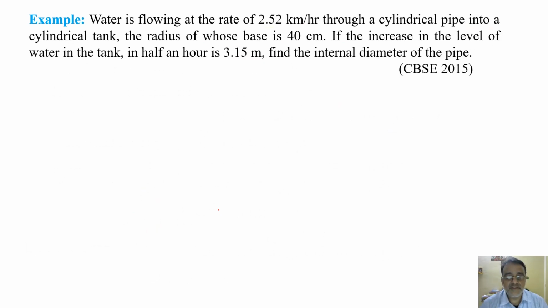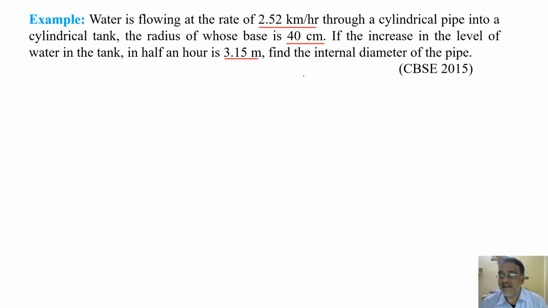2015 CBSE question. Water is flowing at the rate of 2.52 km per hour through a cylindrical pipe into a cylindrical tank, the radius of whose base is 40 centimeter. If the increase in the level of the water in the tank in half an hour is 3.15 meter, find the internal diameter of the pipe. So ये थोड़ा पिछले क्वेश्चन से डिफिकल्ट क्वेश्चन है.